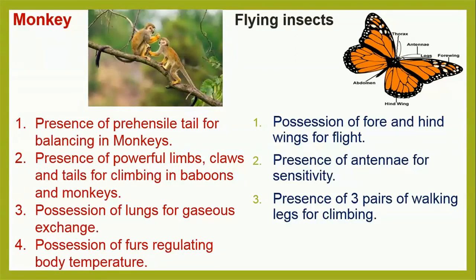Let's look at a flying insect like a butterfly, for example. They too can fly to the top of the tree. What do they have that helps them to do this? They have possession of fore and hind wings for flight. They use their wings to fly to the top of the trees. Also, presence of antennae for sensitivity. And 3, presence of 3 pairs of walking legs for climbing.